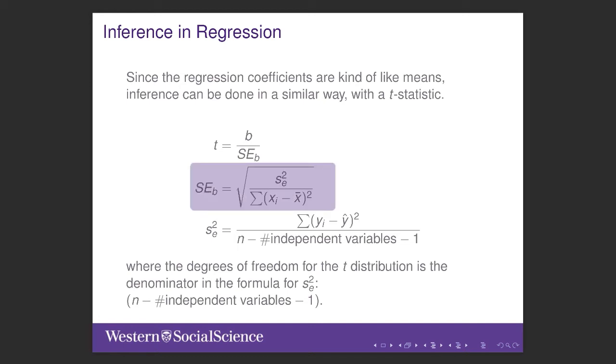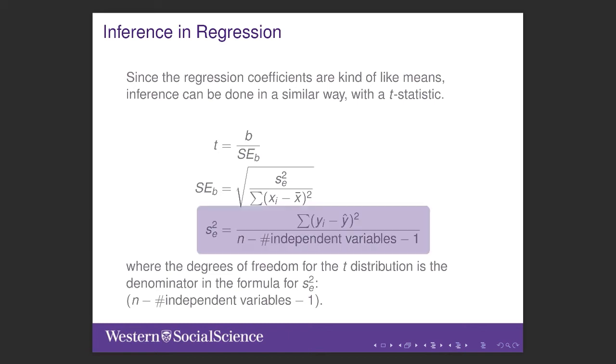The standard error is the square root of the residual variance divided by the sum of the squared deviations of x from its mean. And the residual variance is just the sum of squared residuals divided by the number of observations minus the number of independent variables in the model minus 1 for the intercept. Again, we don't really need to belabor the math here, but it's nice to know that we can use the t-distribution here just like we did in other cases.